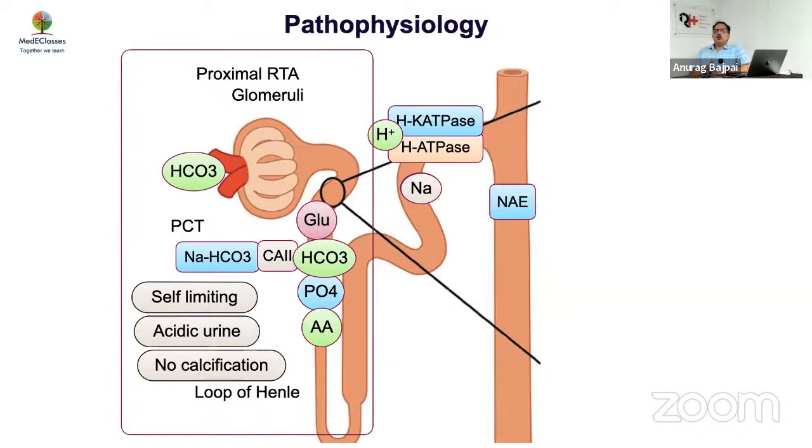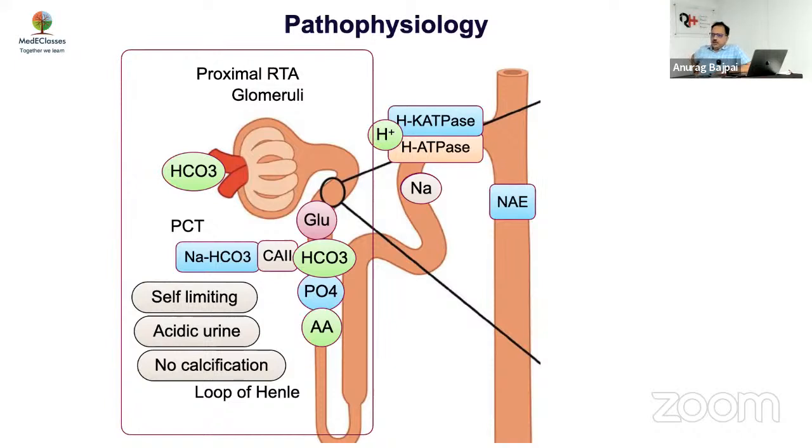Why? Because in distal RTA, you have some dehydration. So your sodium delivery may not be very high. When you treat, then your sodium delivery will go up. So what is the other mechanism? What will happen if you have acidosis, if you have hypokalemia? What will happen? There is a polyuria. So potassium will basically be low. So body will like to save potassium.